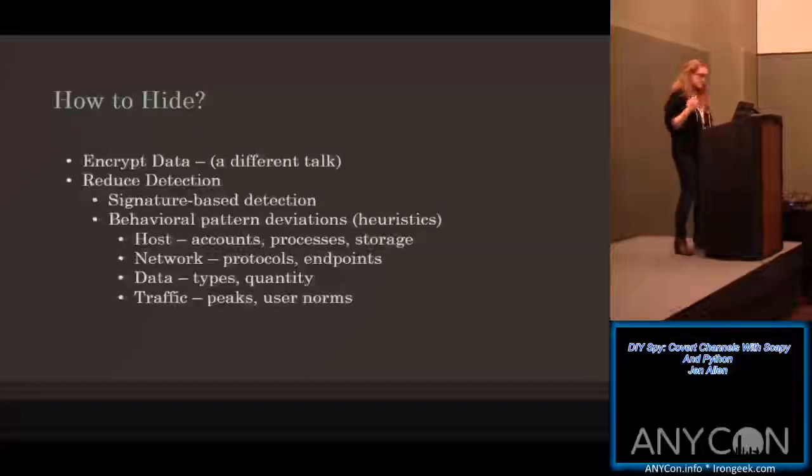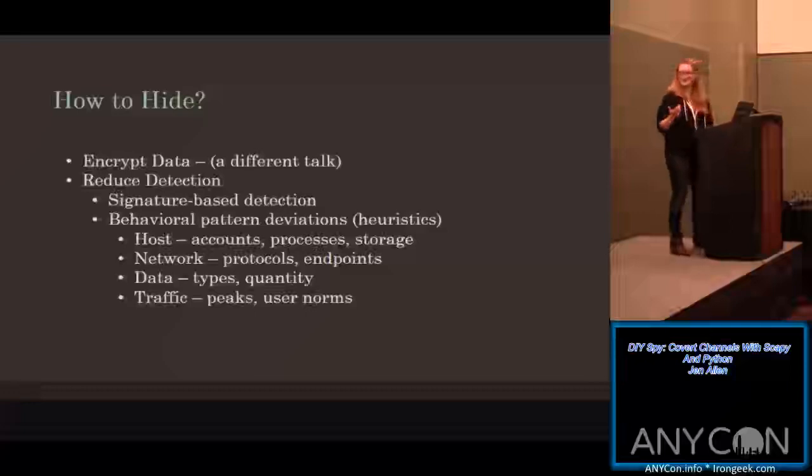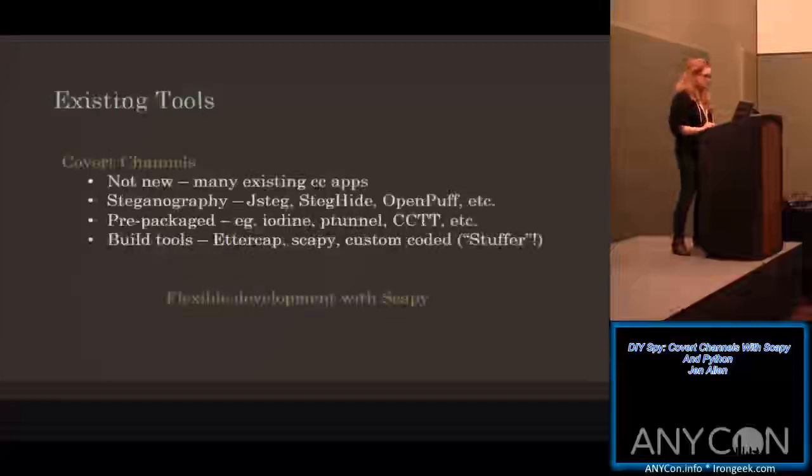So the data types, quantity, as well as traffic peaks, user norms, there's a lot that we can identify just by seeing, Bob doesn't work from 2 a.m. to 3 a.m. Why is he browsing the web for this one website that doesn't actually exist? That's really weird. So, you're going to want to understand the environment that you're working in and make sure that you know what you're trying to hide from.